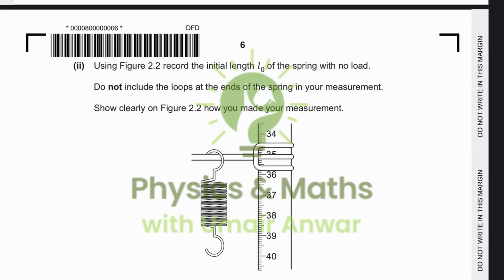Now the next part says, using figure 2.2, record the initial length l0 of the spring with no load. Do not include the loops at the end of the spring. So they are talking about these loops. They should not be taken into account in your measurement. Show clearly on figure 2.2 how you made your measurement.